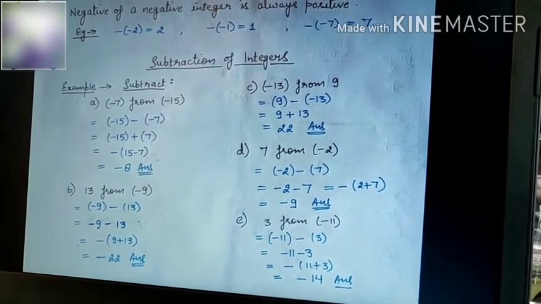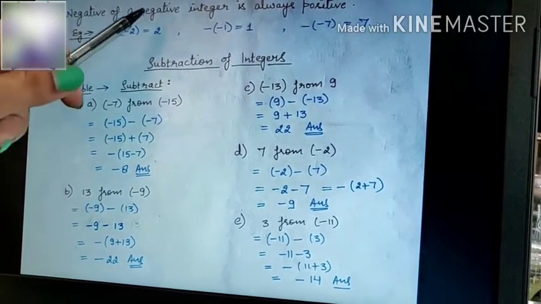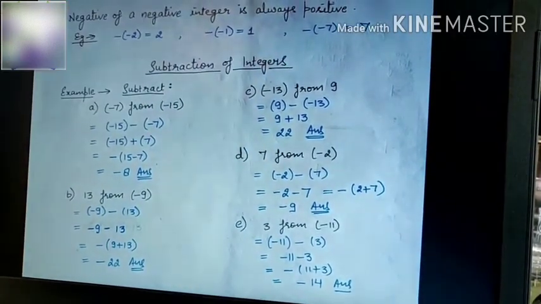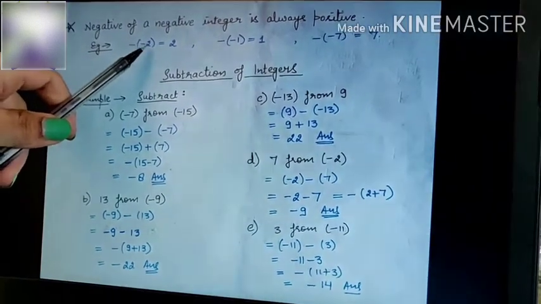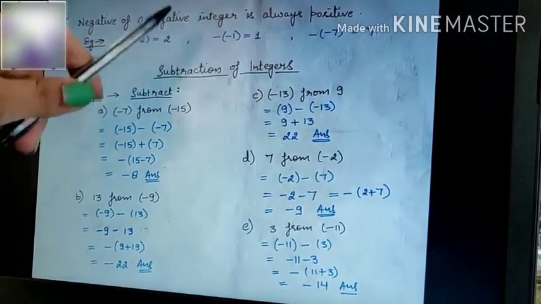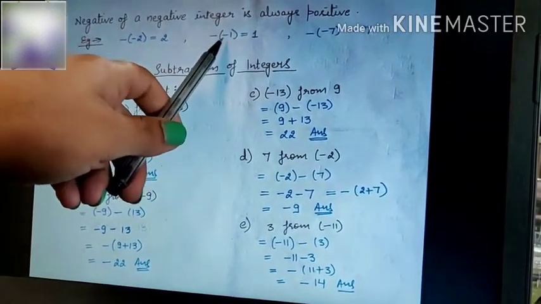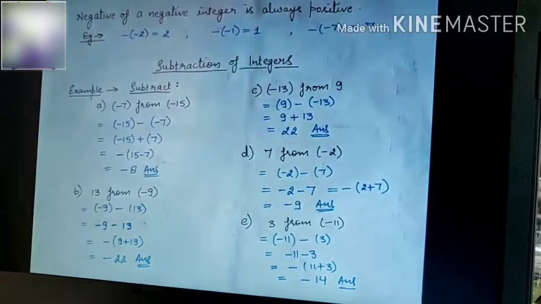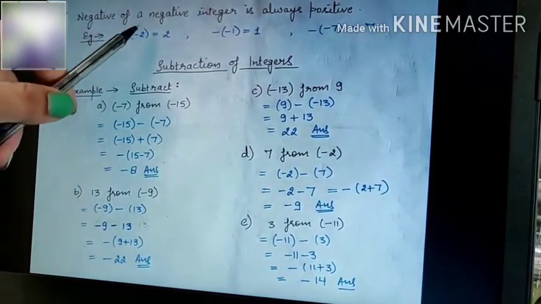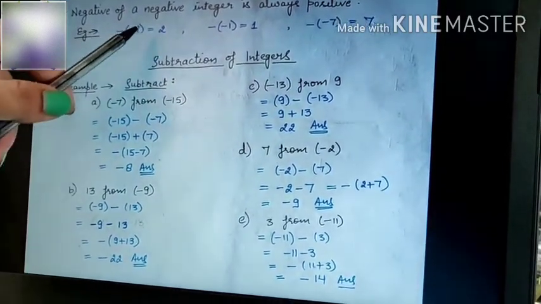Now one thing to keep in mind, negative of a negative integer is always positive. Negative of negative 2, so again it will be plus 2. Similarly, minus of minus 1, it will be 1. Minus of minus 7, it will be 7. So whenever two negative signs are together, it will turn to plus.